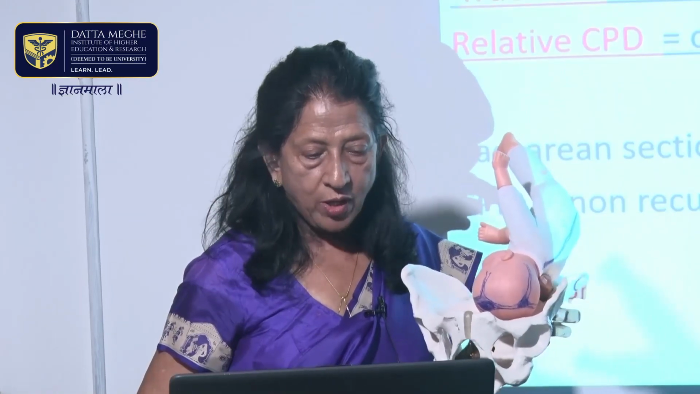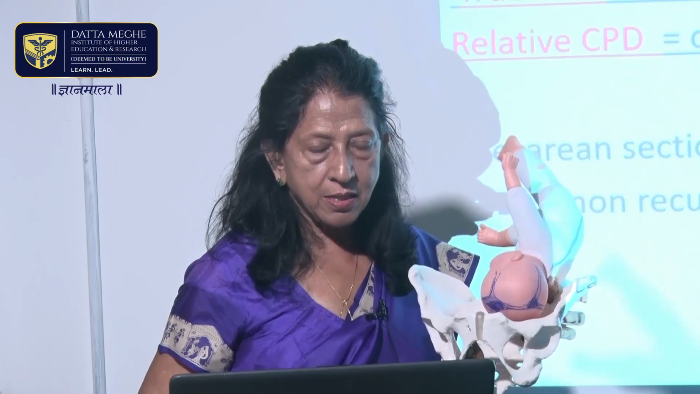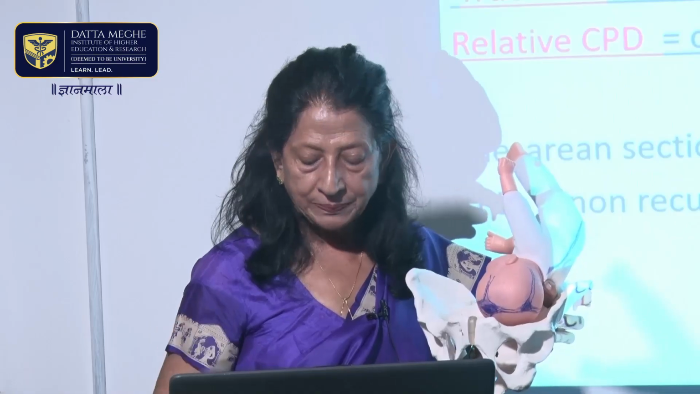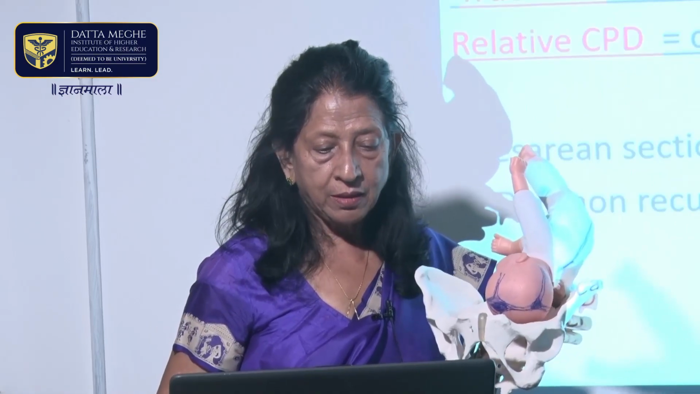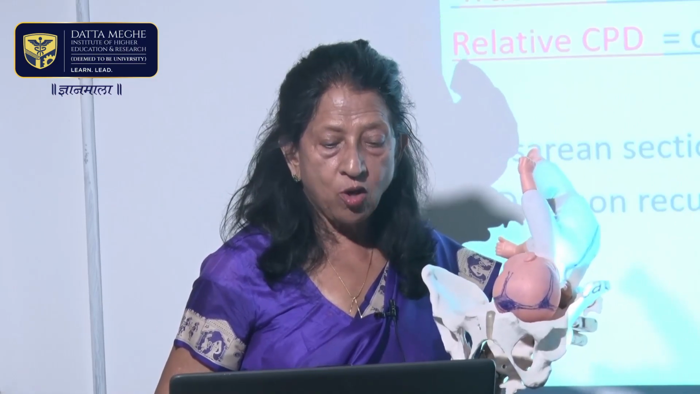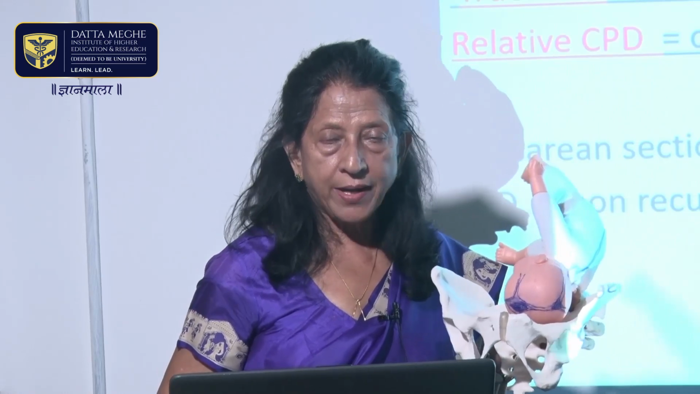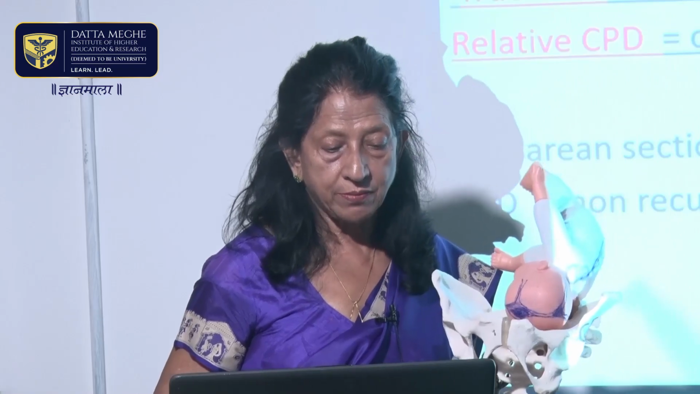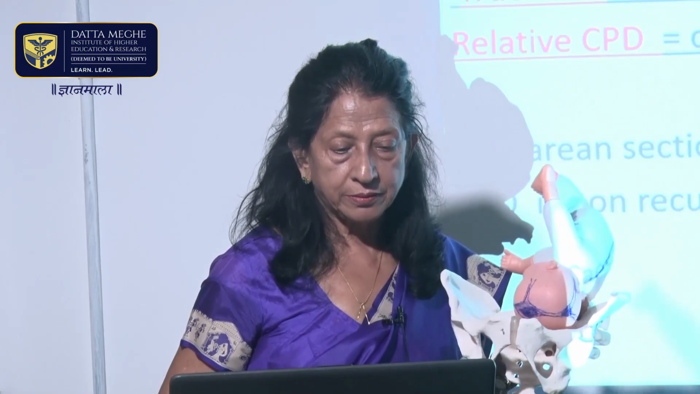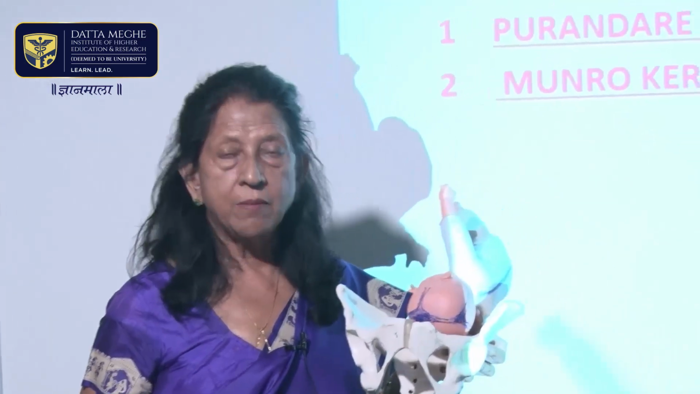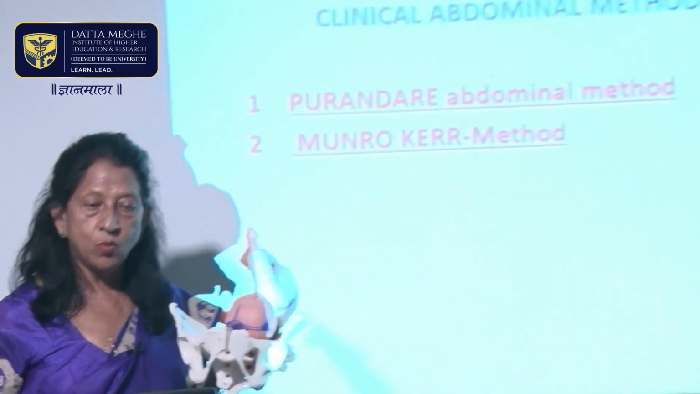Okay. So, what we do exactly in these cases is, if there is cephalopelvic disproportion, then for a non-recurrent cause caesarean section is there, and for a recurrent cause always caesarean section is required. There are two methods to assess. One is the Purandare abdominal method and the second is Manroka's modification of Muller's method.